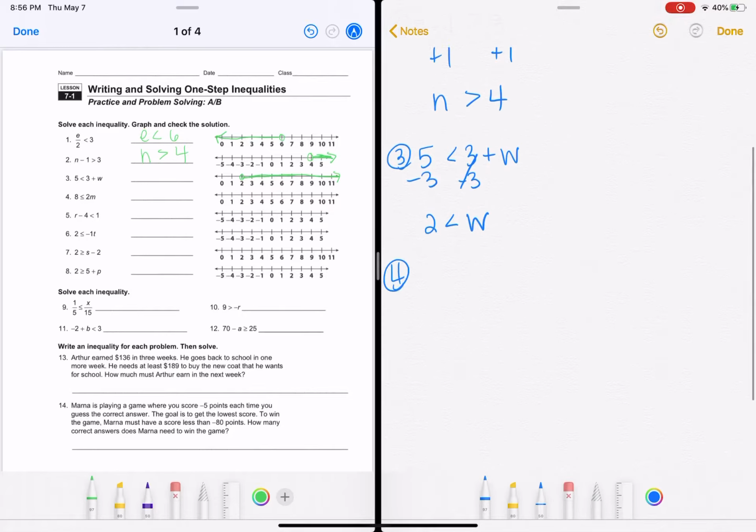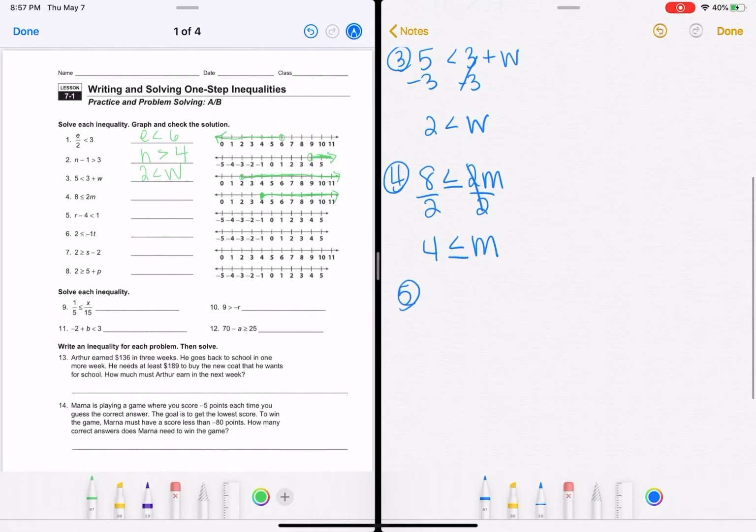Number 4. We have 8 is less than or equal to 2m. Divide both sides by 2. We have 4 is less than or equal to m. So because it's less than or equal to, we are going to fill in the circle at positive 4. And 4 is less than or equal to m. So your arrow is going to the right.